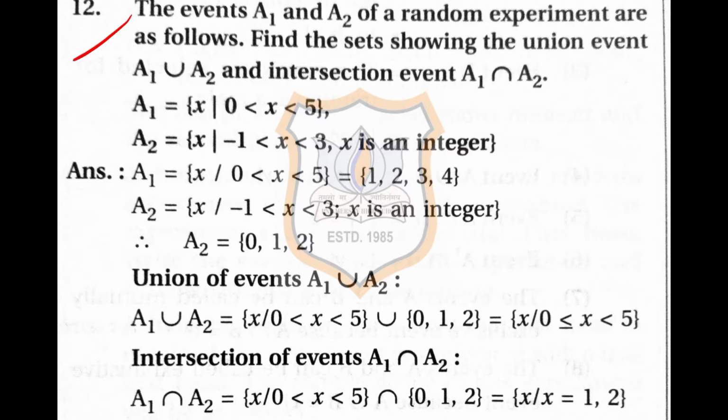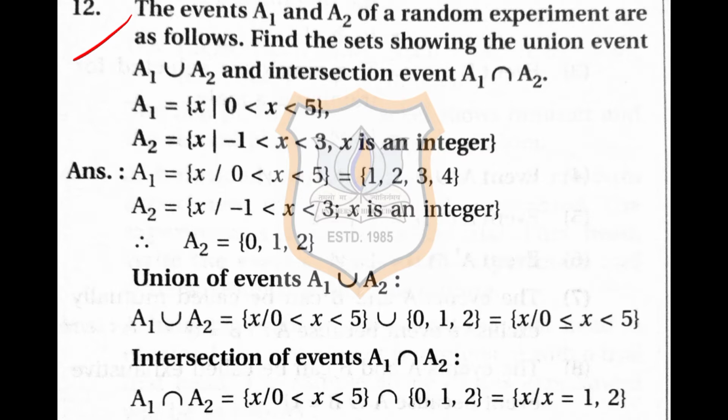A1 is x where 0 less than x less than 5, and A2 is x where minus 1 less than x less than 3. X is an integer. So now first of all, let us find set A1 and A2.